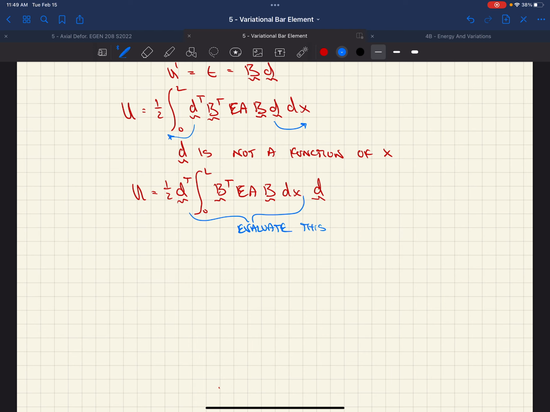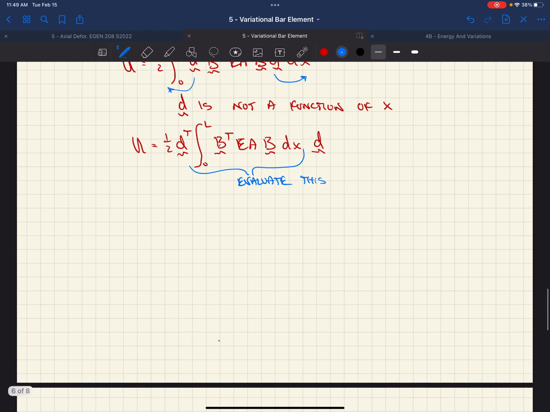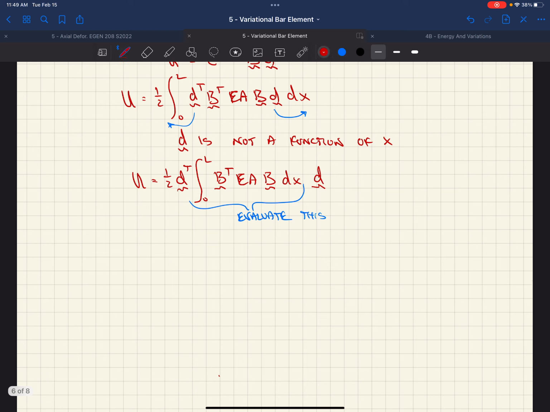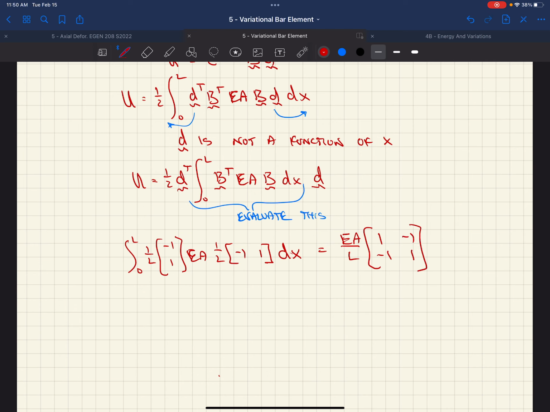What does that mean? Well, that means that we get the integral from 0 to L, 1 over L. Well, now we transpose it. Now it's -1 and 1 sitting on top of each other, times EA times another 1 over L. Now it's not transposed. It's [-1, 1] dx. What do we get? Well, we get EA over L times [1, -1; -1, 1].